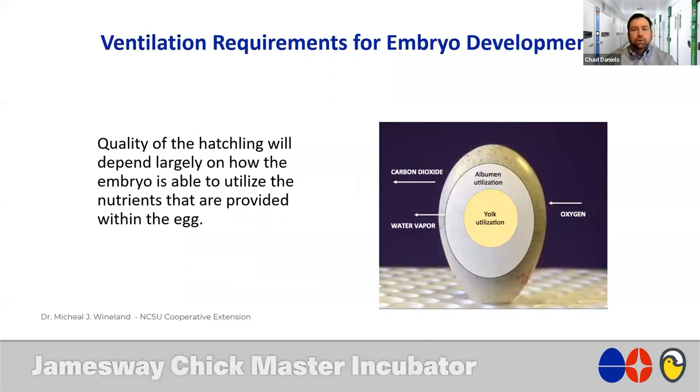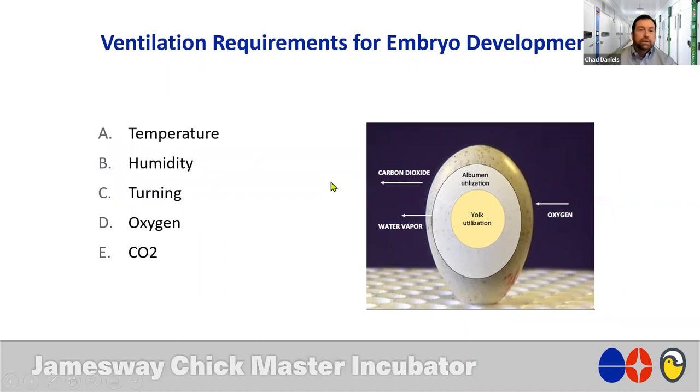So when we talk about ventilation requirements for embryo development, the quality of the hatchling will depend largely on how the embryo is able to utilize the nutrients that are provided within the egg. As the embryo develops, it consumes oxygen, you can see here in the picture, and then we have a release of carbon dioxide and water vapor. When we look at the requirements for that embryo to develop, it's a relatively short list. Of course, it can be complicated, and we're going to cover these topics in the beginning, but we're looking at temperature, humidity, turning, oxygen, and CO2.